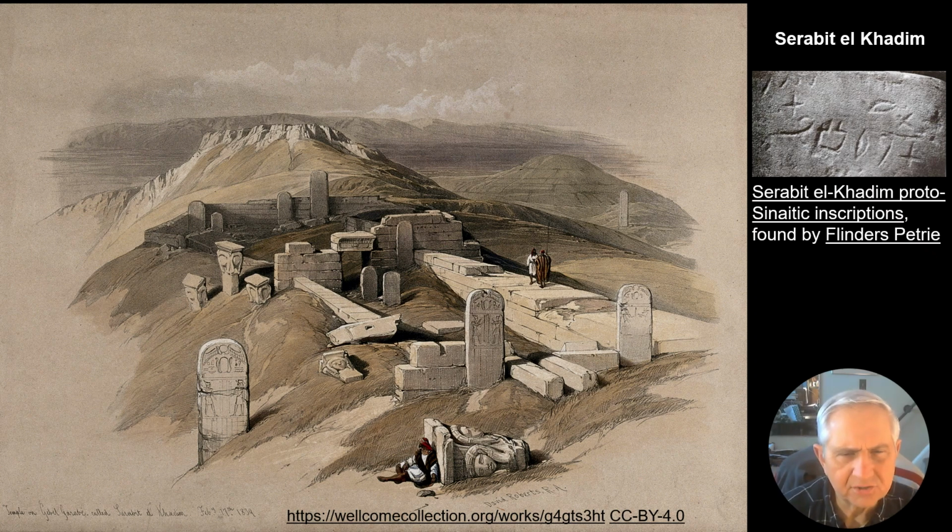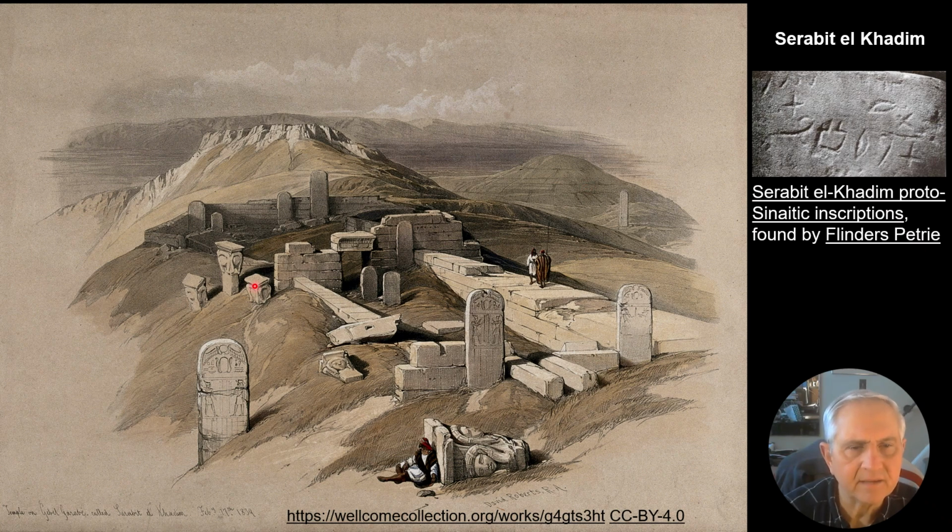Here we have another drawing by David Roberts. And here we have Serabit el-Khadim, the ruins of it. And some think that this may be the original Mount Sinai, and then Mount Horeb over here.